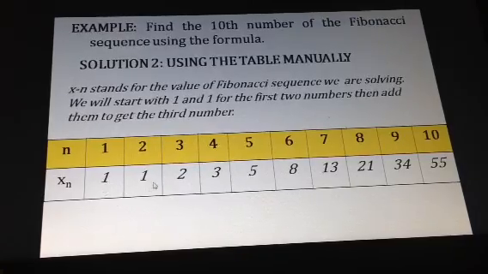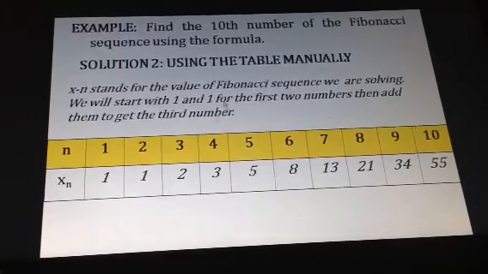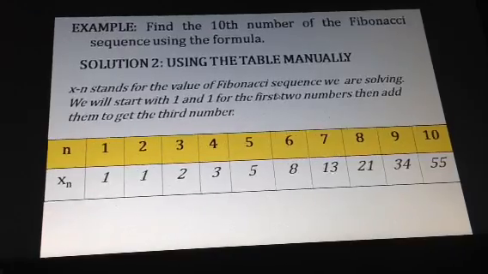Add natin 1 plus 1 is 2. 1 plus 2 is 3. 2 plus 3 is 5. 3 plus 5 is 8. 5 plus 8 is 13. 8 plus 13 is 21. 13 plus 21 is 34. And 21 plus 34 is equal to 55. So, parehas lang ang makukuha mong number kahit pa yung gamitin mo is the formula and also the table.